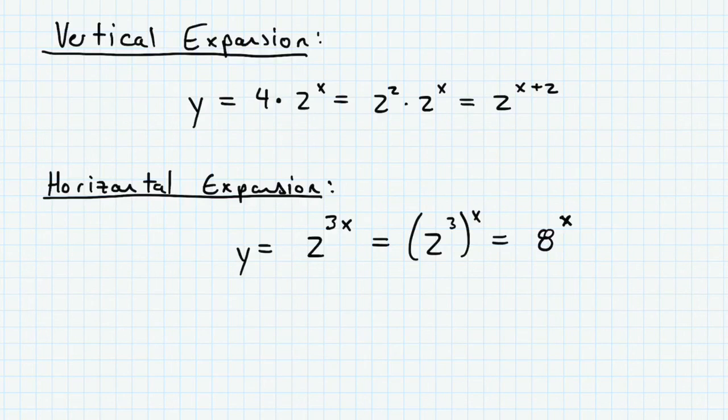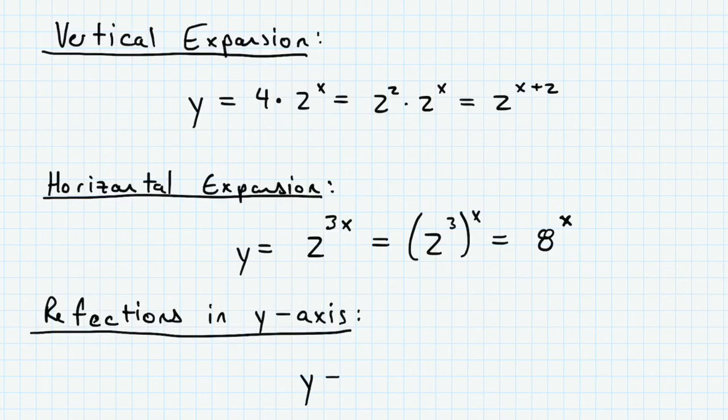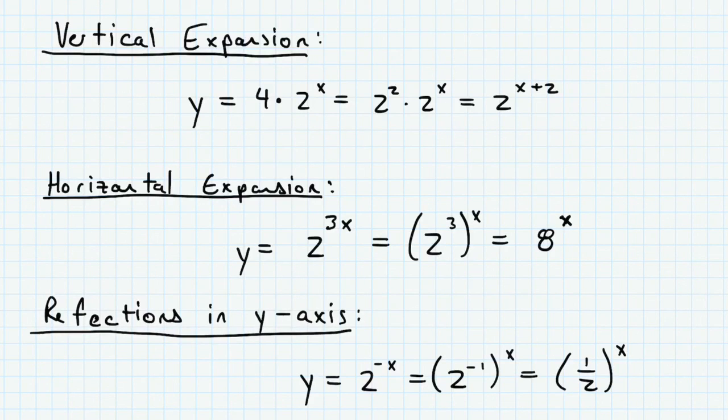And lastly, as we saw in the first example, reflections in the x-axis are really just a reciprocal on the base. Because it's up there, it's negative 1 times x. We can separate it, and then it's just one half to the power of x. So we already saw that the other time. So we're never going to do any reflections, horizontal expansions or compressions, or vertical expansions or compressions in this unit.